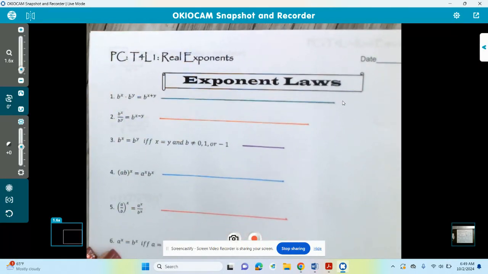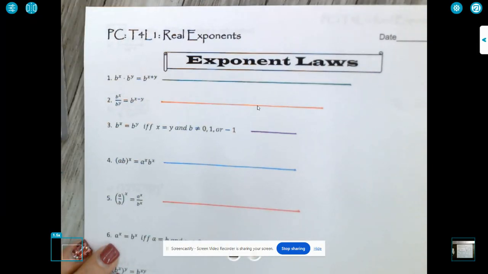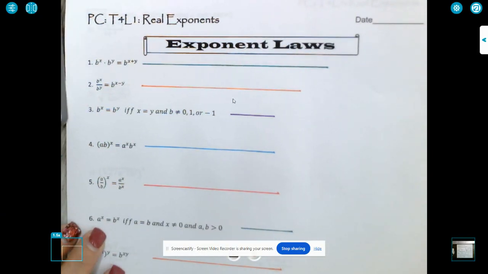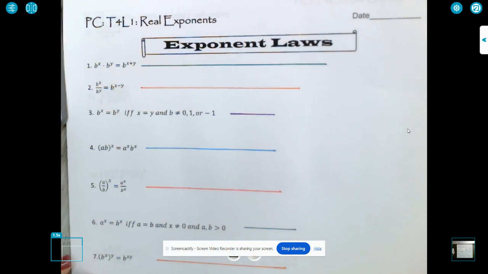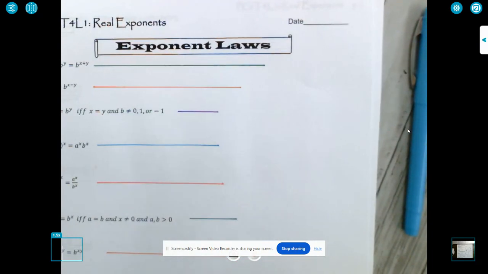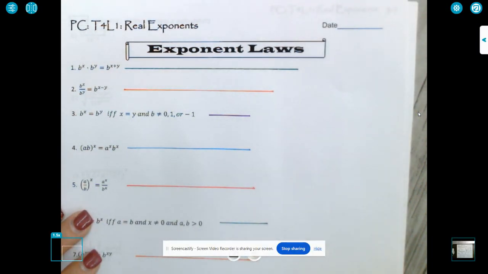All right, so test 4, lesson 1, y'all are already in test 4, on our exponent laws and real exponents in general, okay? All right, so we've got the laws kind of written here on this page, and then I'm going to use some examples just for you to follow along to understand those laws. It's easy enough for me to just tell them to you and you to accept them as fact, but we need you to understand them.